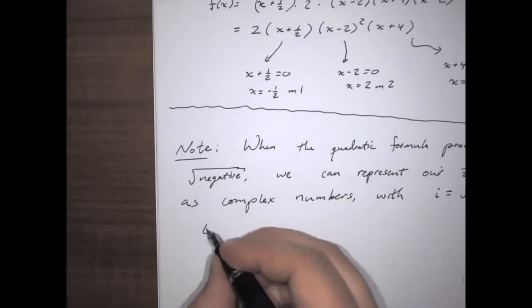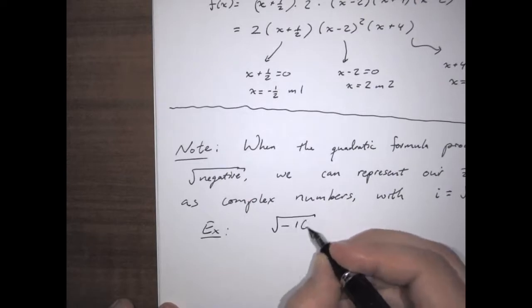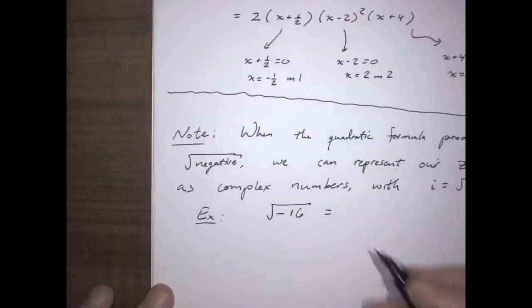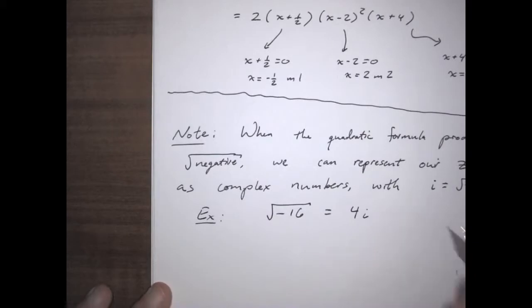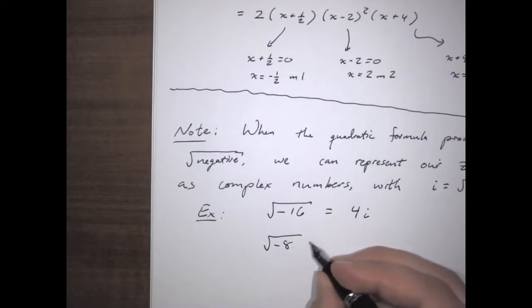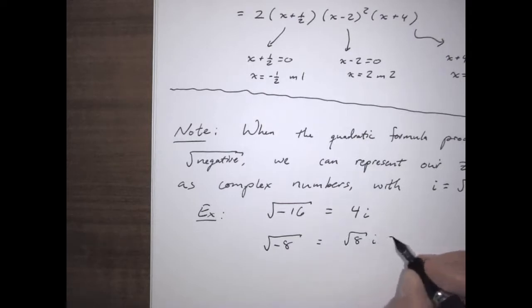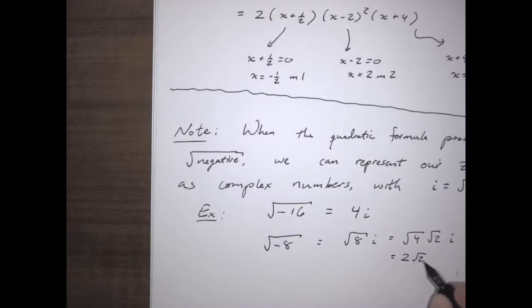So for example, let's say we had something like the square root of negative 16. Well, if that had just been 16, we would have known the answer was 4. If it's the square root of negative 16, then the i is how we make it negative. If we had something like the square root of negative 8, then that is the same as square root of 8 times i, which is the same as square root of 4, square root of 2 times i, which is the same as 2 root 2 i.